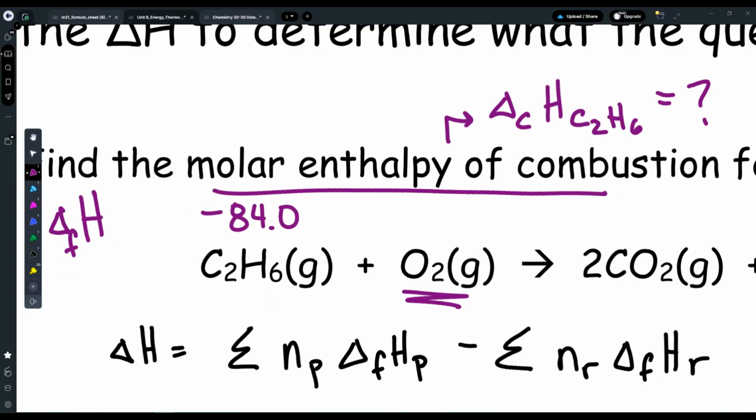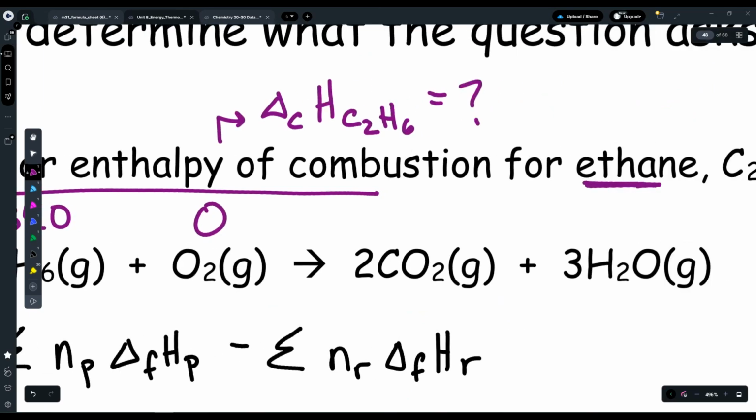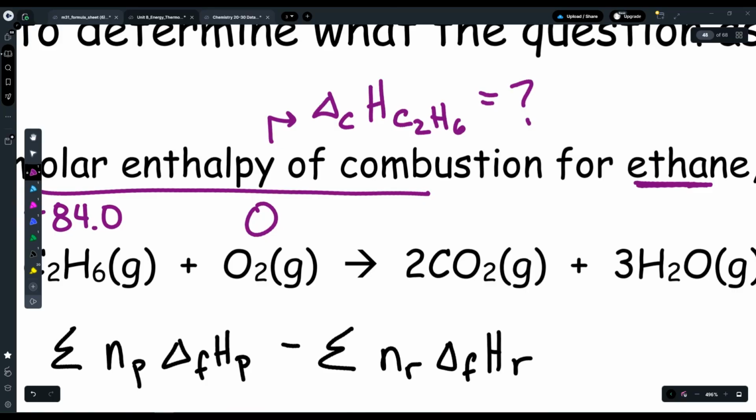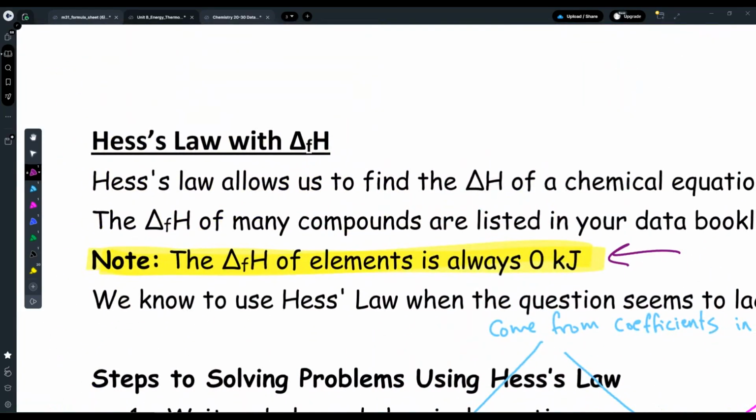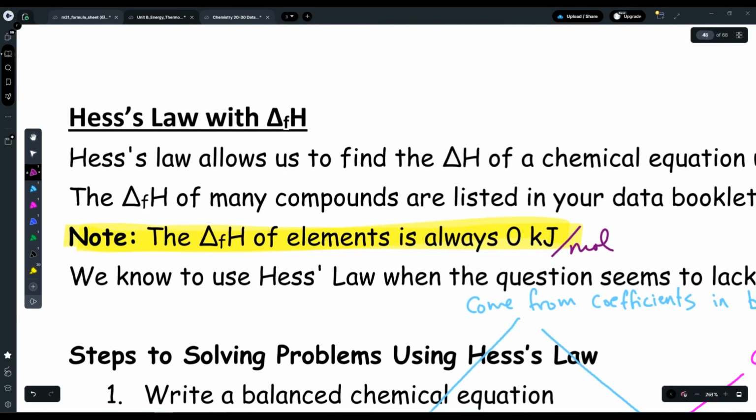So oxygen here, this is elemental oxygen. How I know it is because it's by itself, it's not in a compound. So this is just going to be 0. Because remember, the molar enthalpy of formation of any element is always 0. Okay, and that should be 0 kilojoules per mole there.